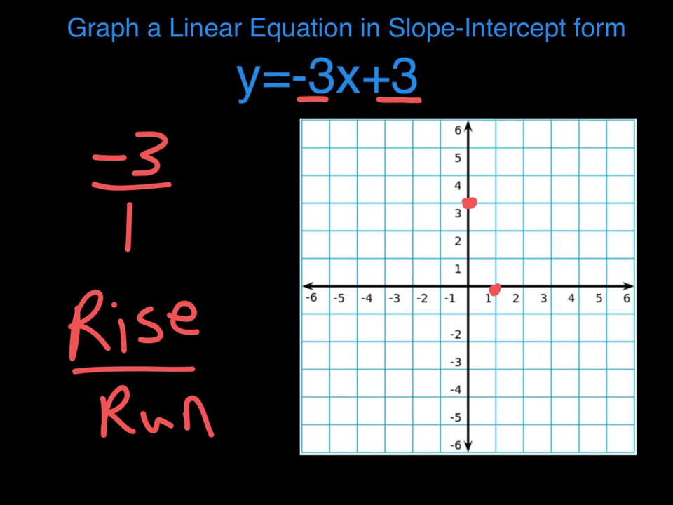And then if I wanted a third point, I could just continue that and go down 3, 1, 2, 3, and to the right 1, right here. And that would be my third point. And then I would do my best to put a straight line through it, like that. And now I have graphed this line that came from the slope-intercept form.